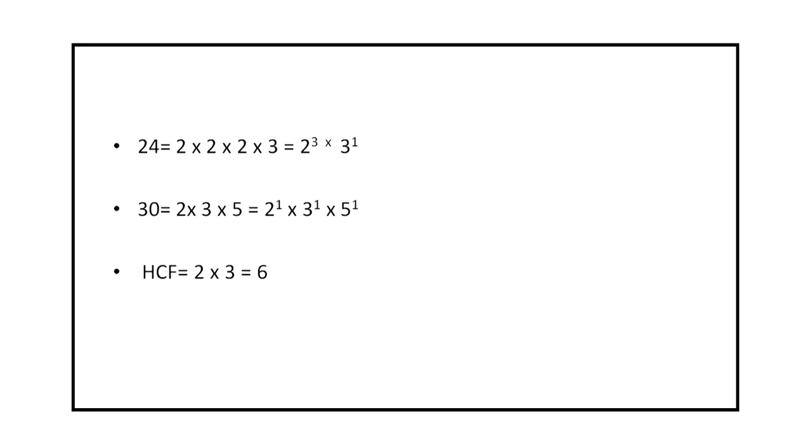30 can be expressed as 2 into 3 into 5, which equals 2 raised to 1 into 3 raised to 1 into 5 raised to 1, and thus HCF equals 2 raised to 1 into 3 raised to 1, which equals 6.